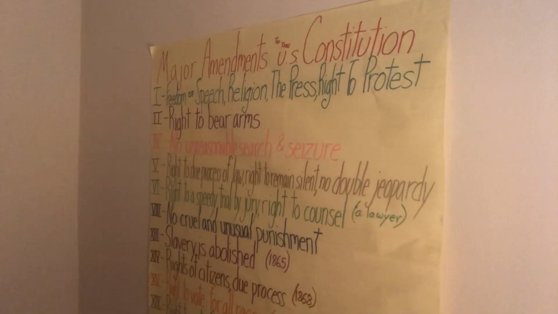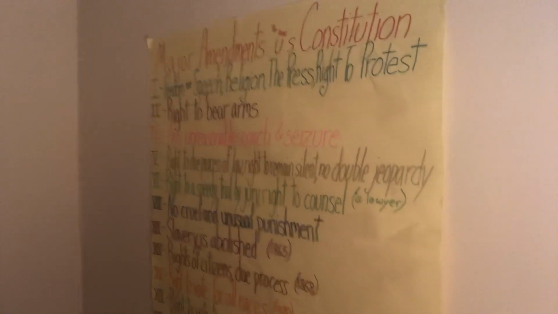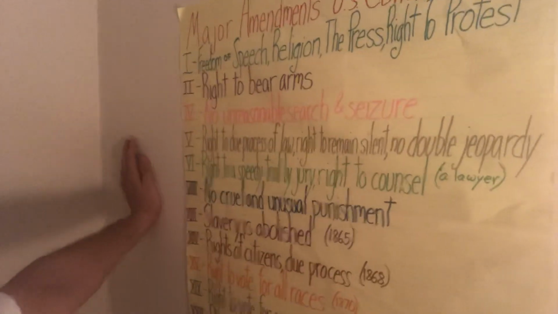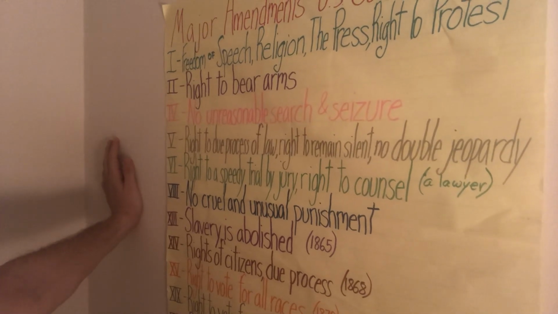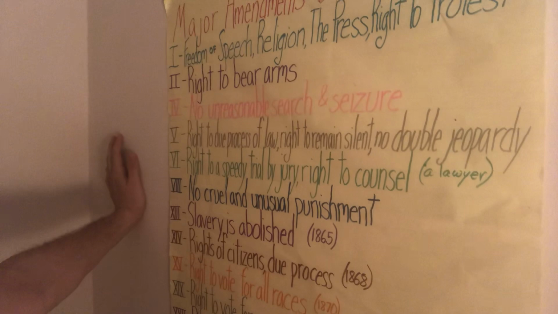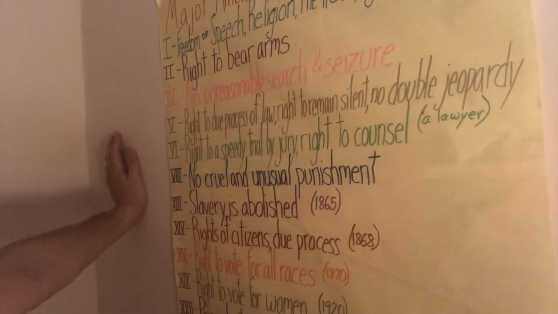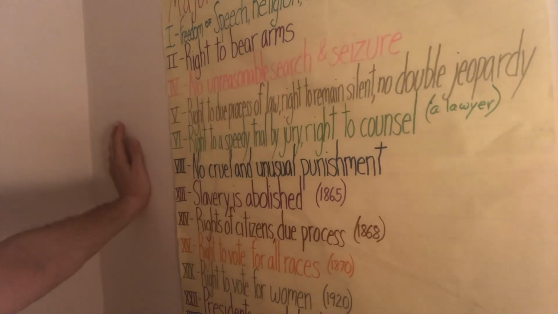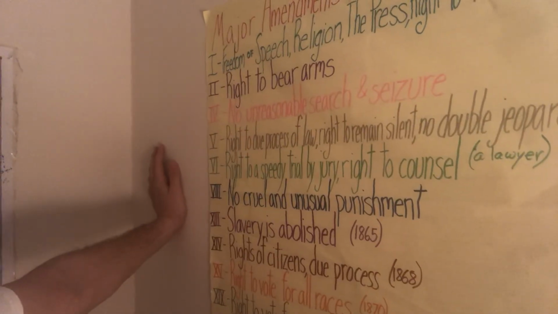The First Amendment is freedom of speech, freedom of religion. The Second Amendment is the right to bear arms. The Fourth Amendment is no unreasonable search and seizure. The Fifth Amendment: no double jeopardy, right to due process, right to remain silent. You don't have to incriminate yourself. Amendment 6 is the right to a speedy trial and a right to a lawyer. Number 8 is no cruel and unusual punishment. So all those are part of the Bill of Rights.